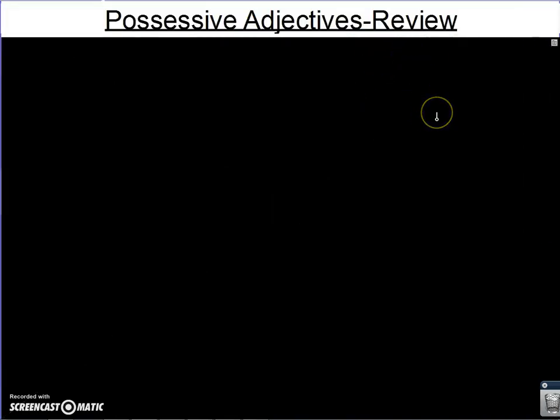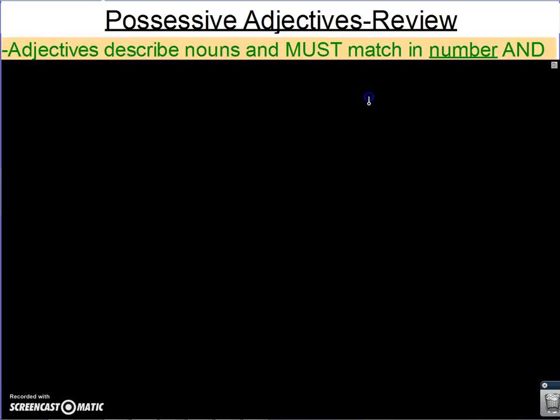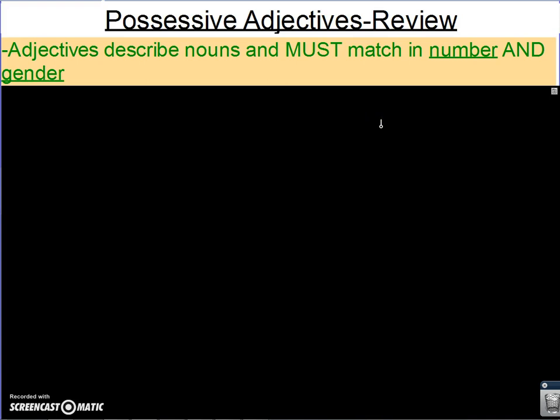This should be review for you. You should have seen possessive adjectives before in Spanish 1, but whether you have or whether you haven't, you'll have it all in your notes after today. So, as you know, adjectives describe nouns, and they must match the noun they're describing in number, whether it's singular or plural, and gender, whether it's masculine or feminine.